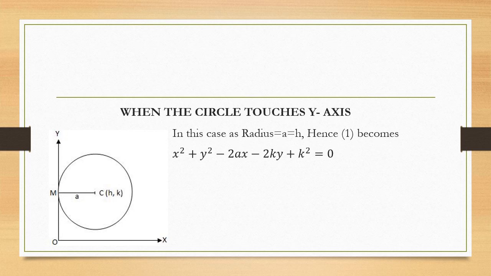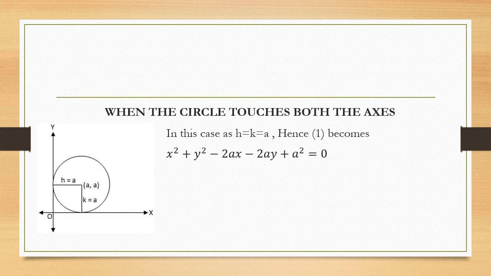So if you substitute in equation 1, we get x square plus y square minus 2ax minus 2ky plus k square equal to 0. In the next case, the normal question comes to our mind: what if the circle touches both axes? When the circle touches the x-axis, k equal to a. When the circle touches the y-axis, h equal to a. Now if the circle touches both axes, obviously h equal to k equal to a. And if you substitute this in equation 1, it becomes x square plus y square minus 2ax minus 2ay plus a square equal to 0.